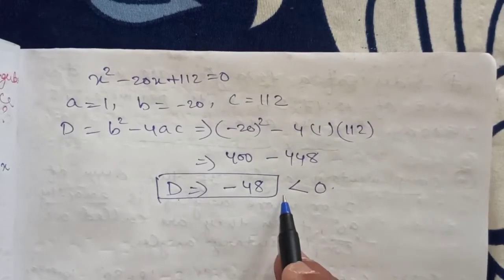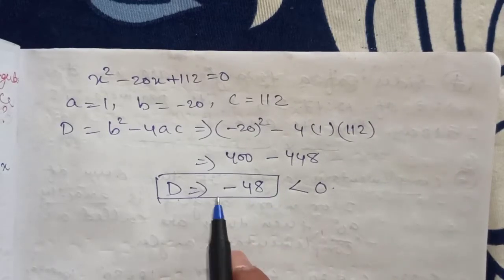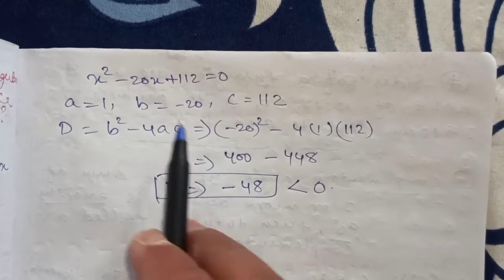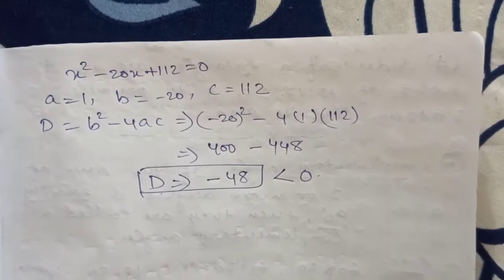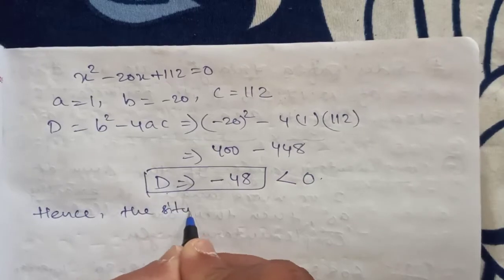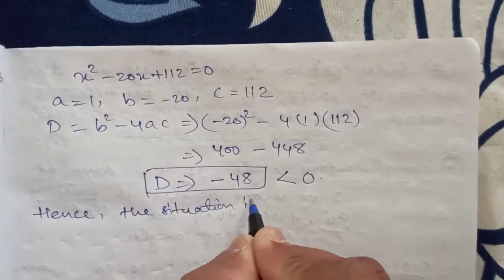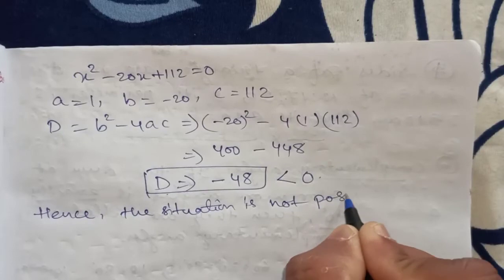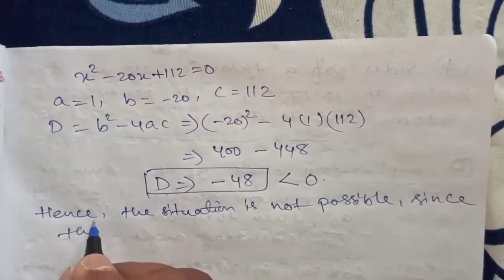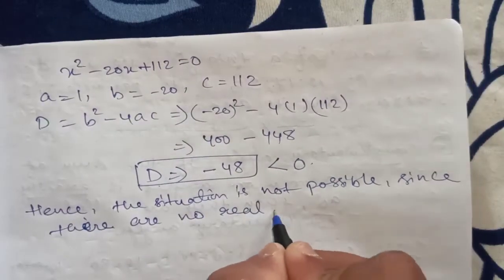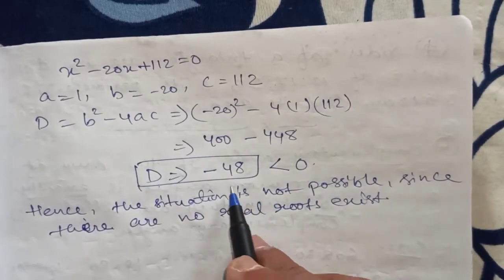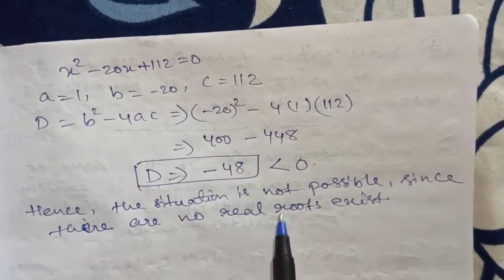So when D is less than 0, that means there are no real roots. It is not possible to find two roots from the given equation. That means the situation is wrong. Hence the situation is not possible, since there are no real roots. Since there are no real roots, that's why the situation is not possible.